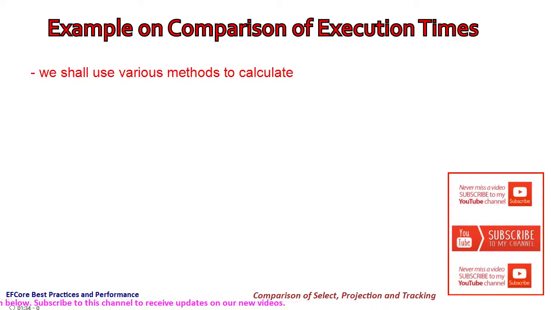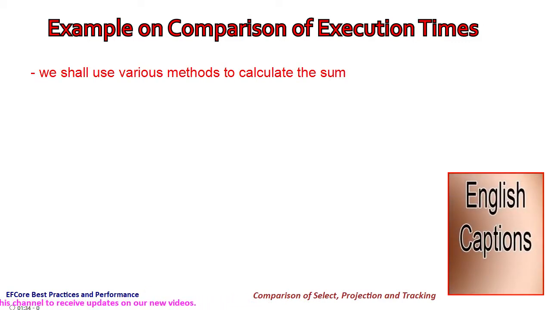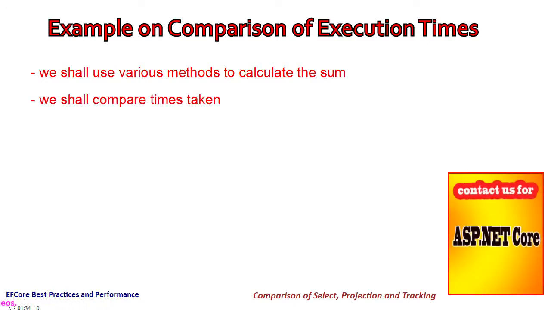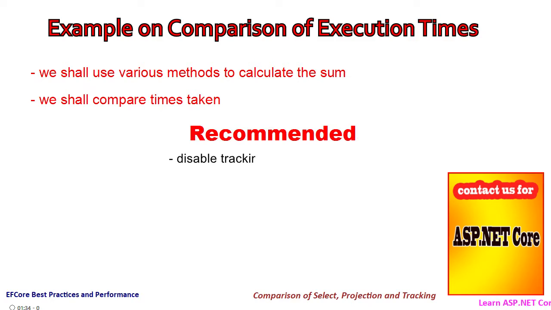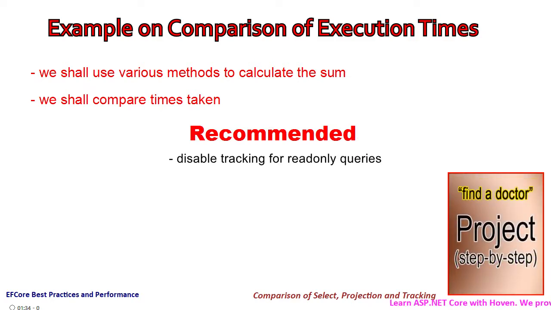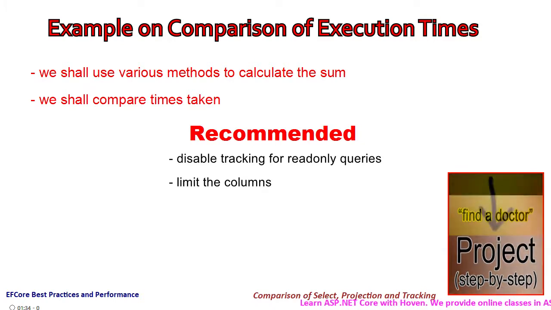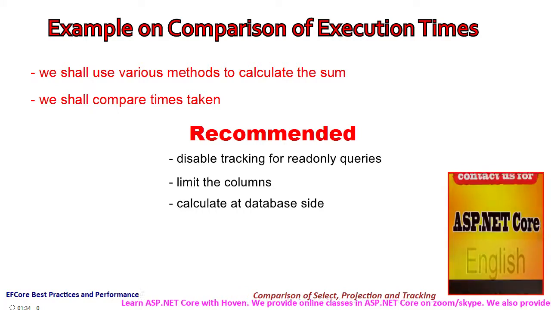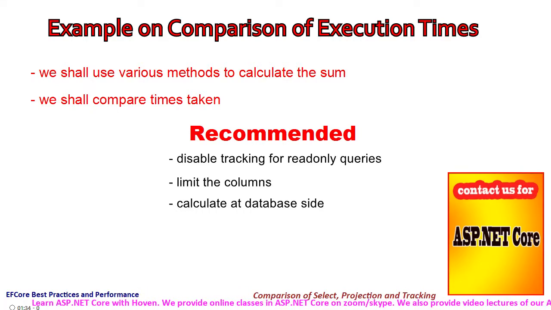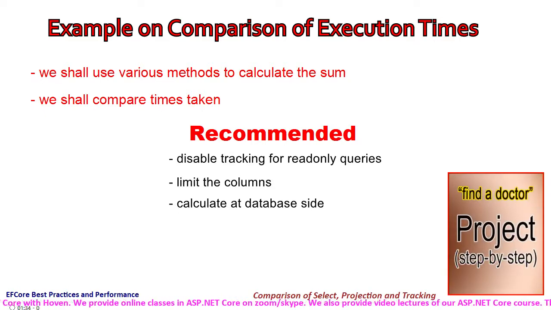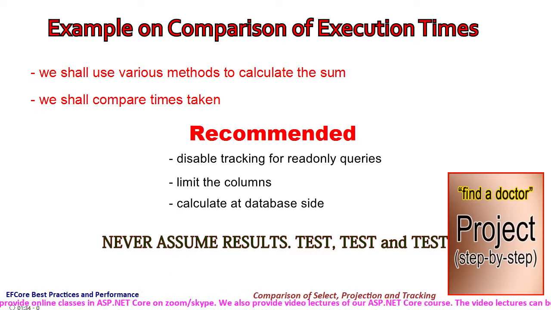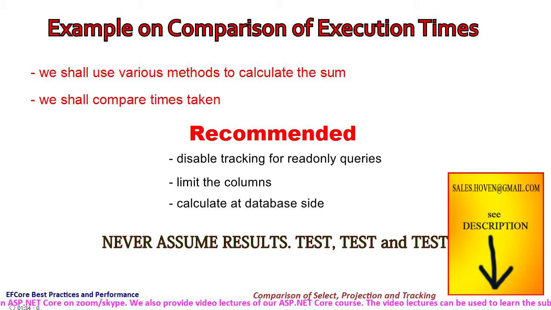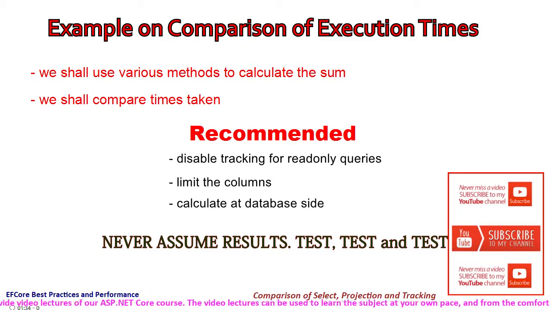We shall use various methods to calculate the sum of prices of all the records in the Items table. We will also take note of the times taken. Usually the best results are obtained if tracking is disabled for read-only queries, if select is limited to just the columns needed, and if possible by allowing the calculations to take place in the database. But keep in mind that each query has its own circumstances. So never assume results. Test, test and test is the best way to determine the optimal query in each case.